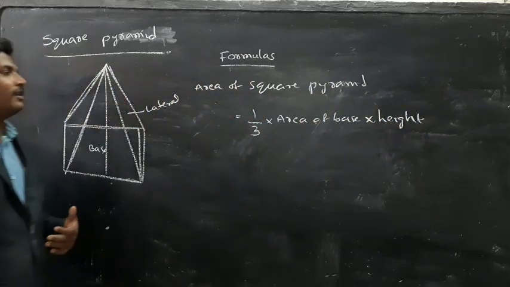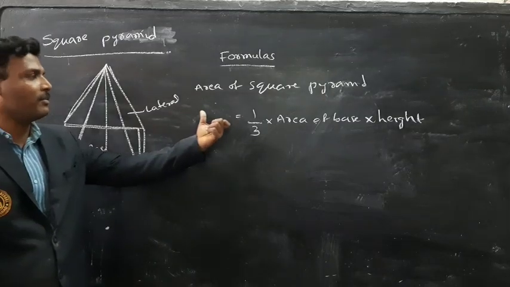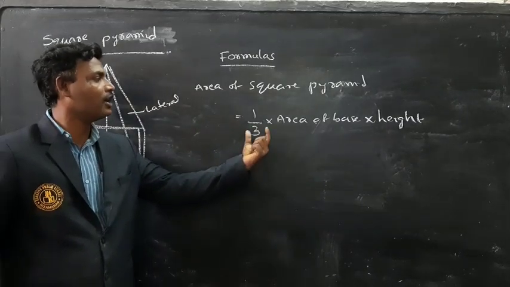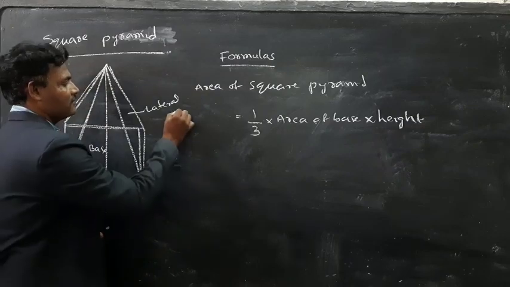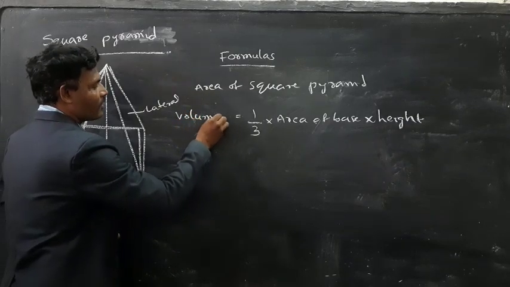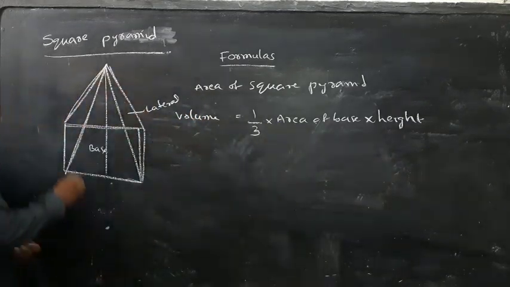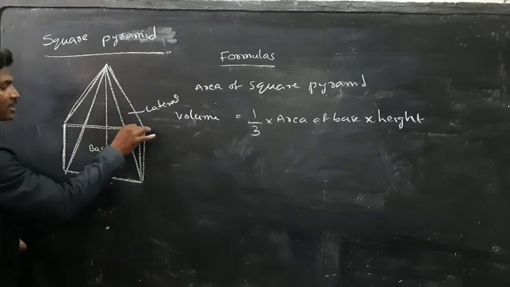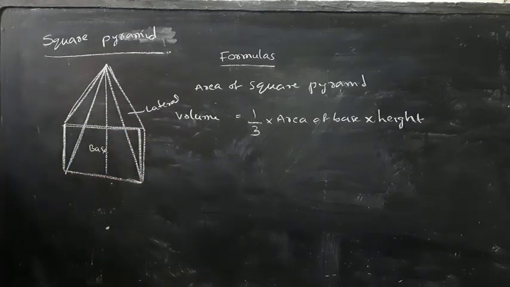So to find the volume of a square pyramid, what is the formula? 1 by 3 into the area of the base into height. Area of the base means, here the base is in the shape of a square, so the area of the base is nothing but the area of the square.